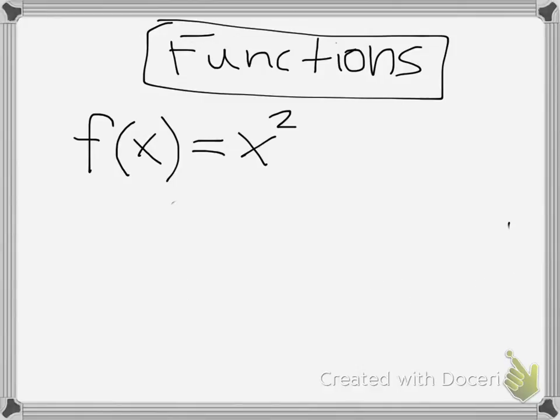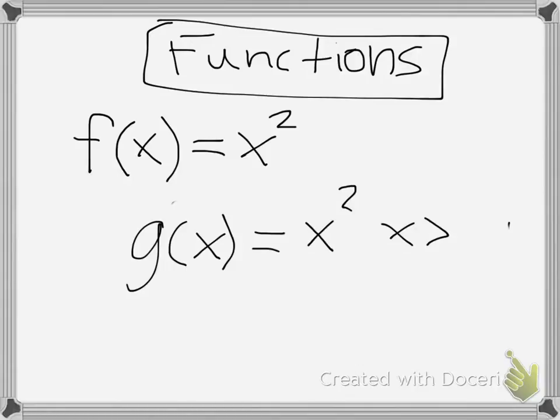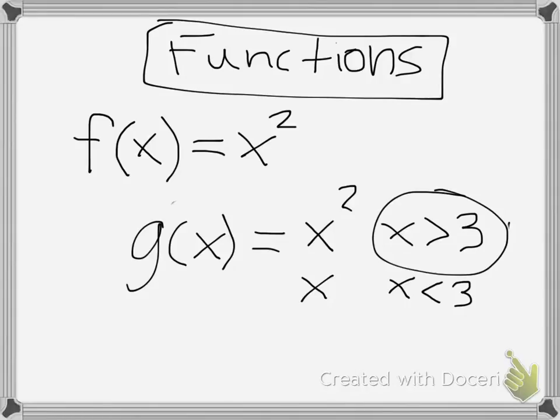Let's do another one. Instead of f, let's write g of x equals x squared when x is greater than 3, and x when x is less than 3. This is a more interesting function. So let's plug in 4 to it. Well, 4 is greater than 3, so we have to plug in 4 squared. So if we plug in 4 into it, we get 16.